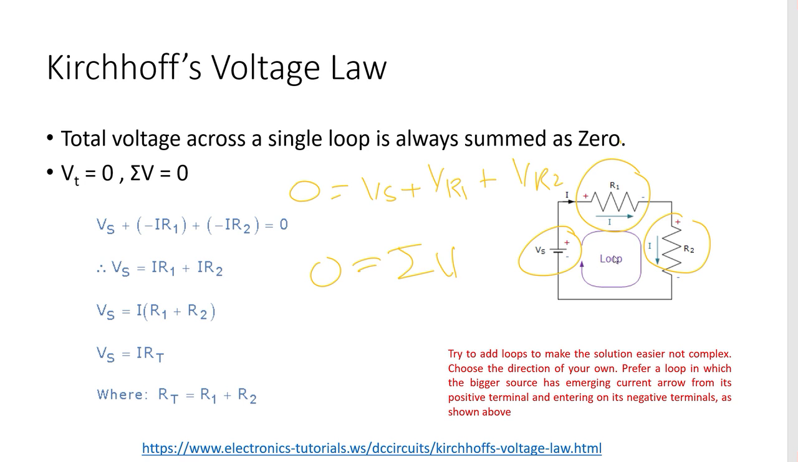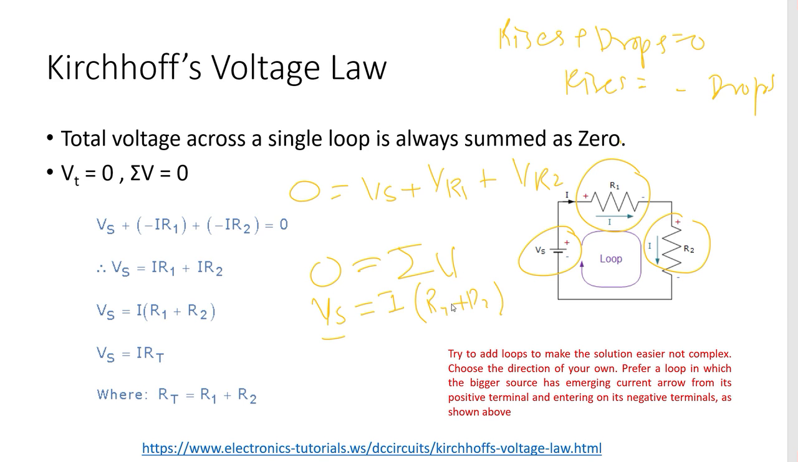Now here is the loop. In this loop the current is emerging from Vs, so Vs is equal to, now where are the drops? Rises is equal to drops. Rises plus drops is equal to 0. So rises is equal to drops but negative. So the drops are written in here as the loop current. So here the loop current is I, and now add up all the resistances, R1 plus R2.